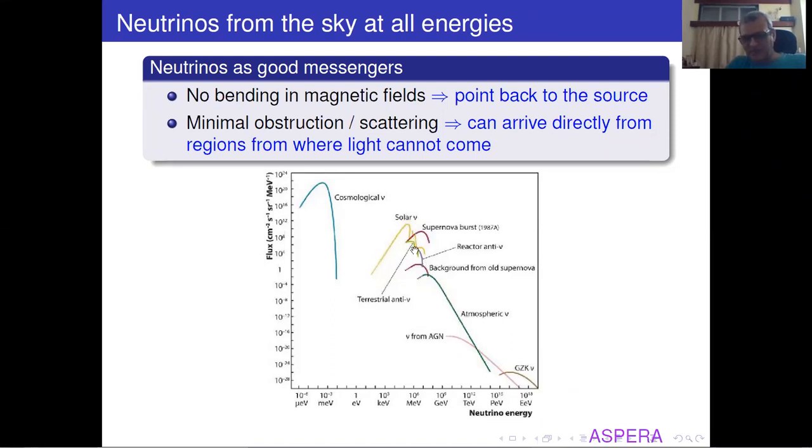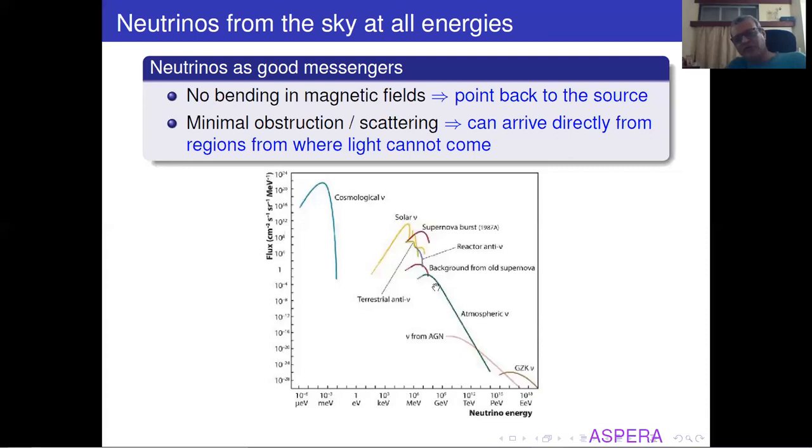The yellow ones that you see here are solar neutrinos, which are of the order of mega electron volts, or MeVs, or hundreds of keVs. Then you see neutrinos coming from a supernova burst. Then you see reactor antineutrinos, background from old supernovae, atmospheric neutrinos, and then neutrinos from AGNs, or in general, neutrinos from astrophysical sources. So almost 24 orders of magnitude.